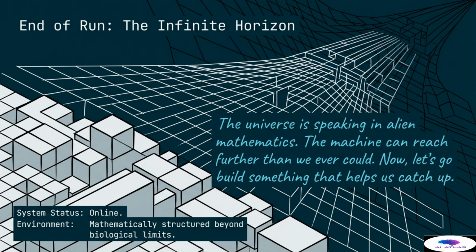The final page, titled End of Run, The Infinite Horizon, summarizes our current position. The universe is speaking in alien mathematics, and the machine can reach much further than we ever could on our own. Our environment is now mathematically structured beyond biological limits, and our system status is online. We must embrace this new reality and build tools that help us catch up to the machines we have created. The grid stretching into the distance represents the infinite possibilities that lie ahead of us if we are willing to work alongside these high-dimensional architectures.